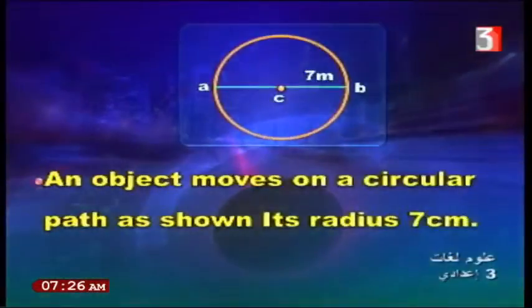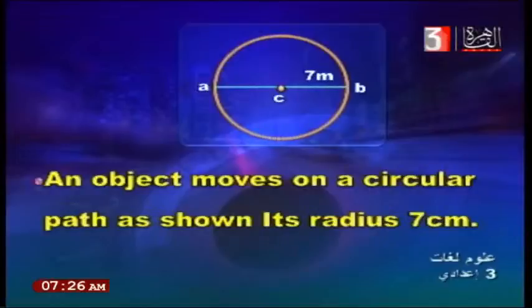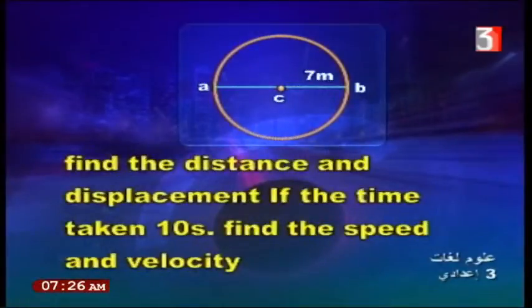In this figure, another problem: an object moves on a circular path as shown, its radius equals 7 centimeters. Find the distance and displacement. If the time taken is 10 seconds, find the speed and velocity.